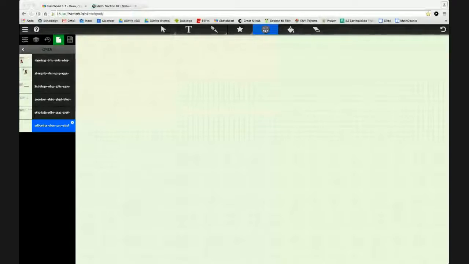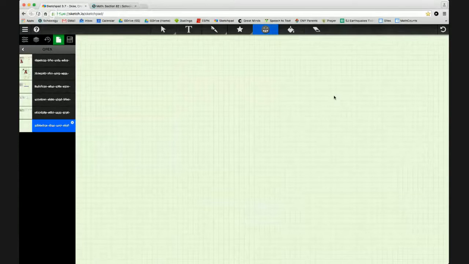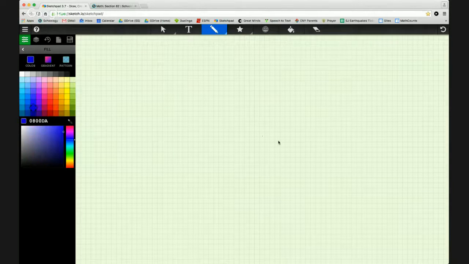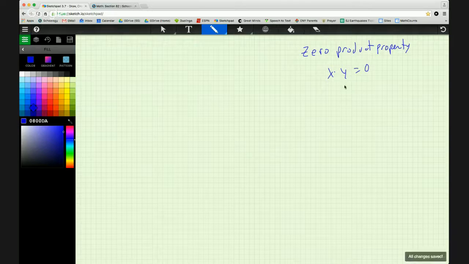I love this app. We will solve 3 different levels of problems, going from easy to hard. First of all, I'm just going to tell you the zero product property. It says that if x times y equals 0, two things multiplied together equals 0, then x equals 0 or y equals 0.